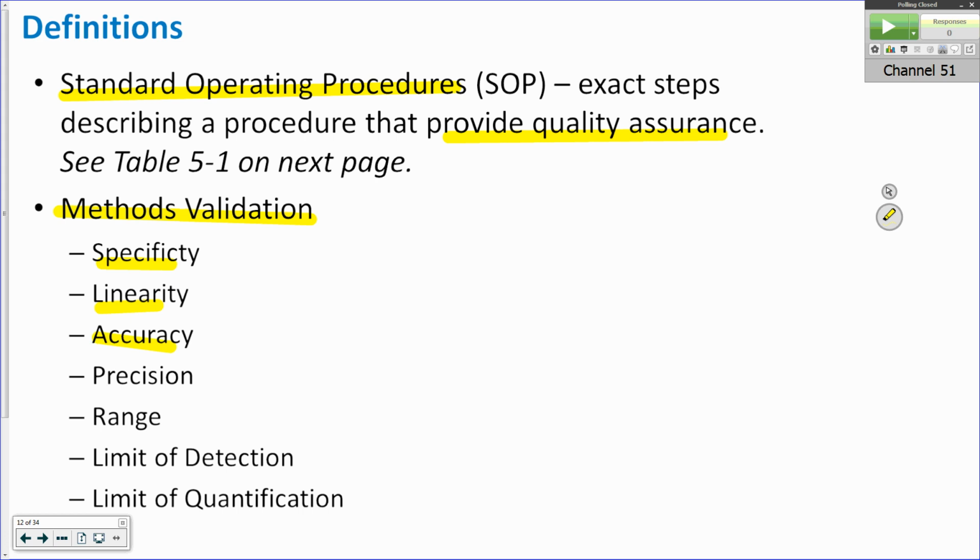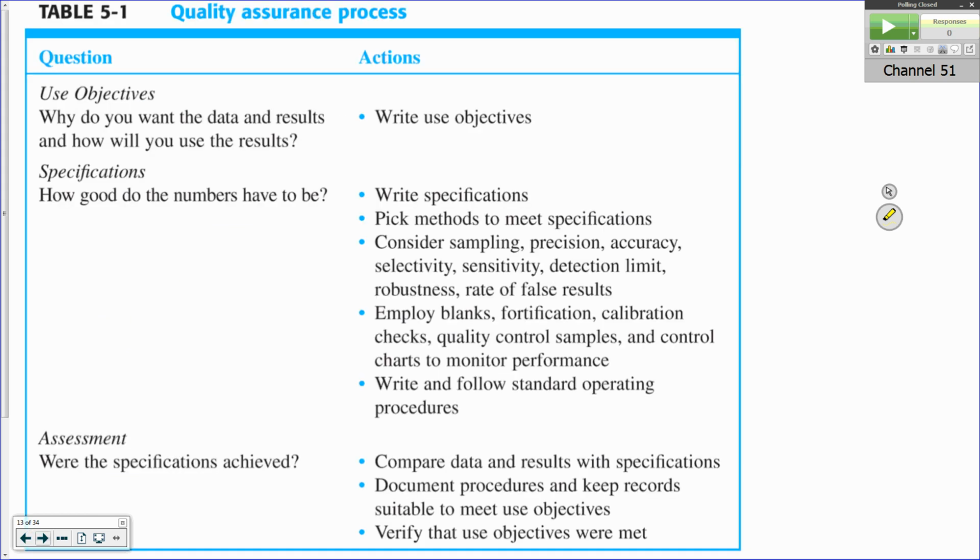Accuracy and precision, that means you're going to have a control sample, and find out how well you can analyze that. So usually you have to find a certified reference material. Precision is just the reproducibility that you're getting. What is the range that you can apply this to? You have to establish the limit of detection. What is the limit of quantification? We'll define those in just a moment on the slide.